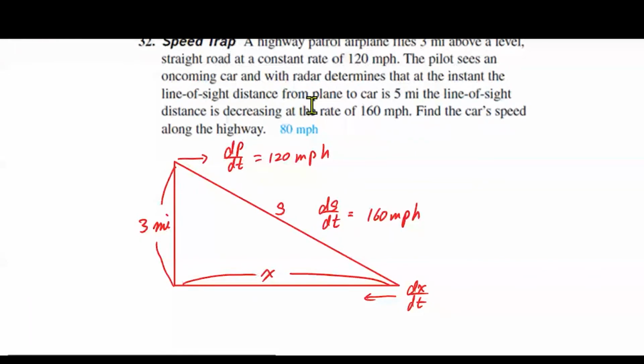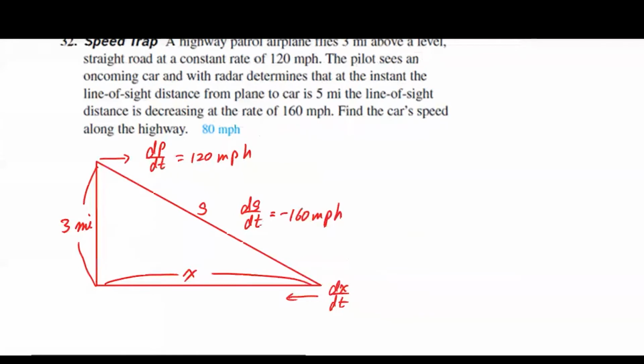The line of sight from the plane to the car is 5. Do you read this thing to be 160, or do we have to add something else to it? I think it's 160, right? But I'm going to put a negative sign, okay? So far so good? Because it's decreasing. Okay, let's set it up.